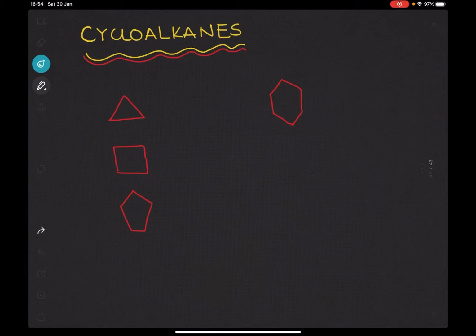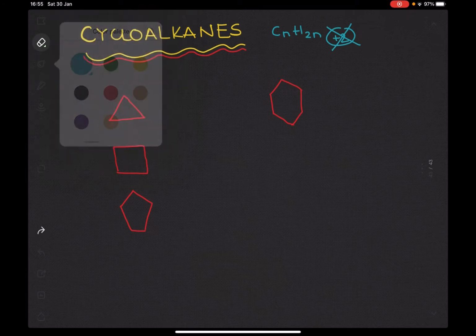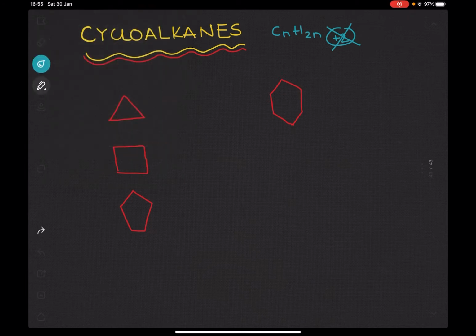We're going to be talking about cycloalkanes and what their nomenclature is about. Cycloalkanes have the formula CnH2n. If you see, we lost this plus 2 that alkanes have because the bond needs to be able to bond to the other carbon. So that's why we lost it.